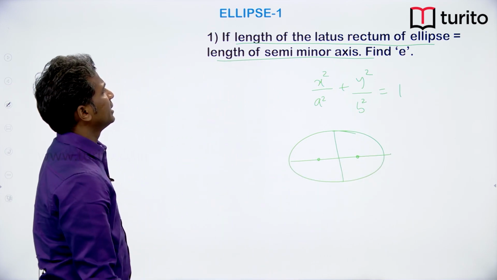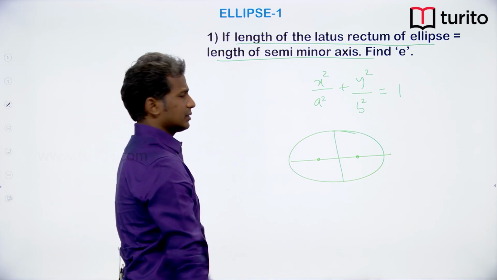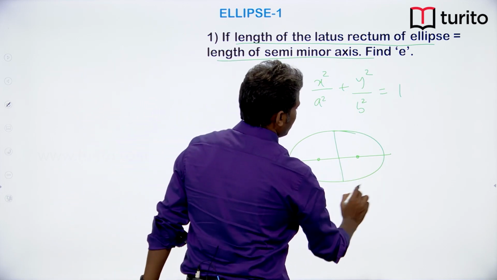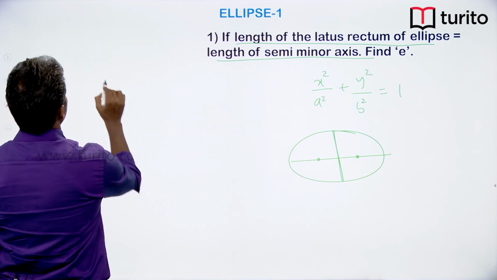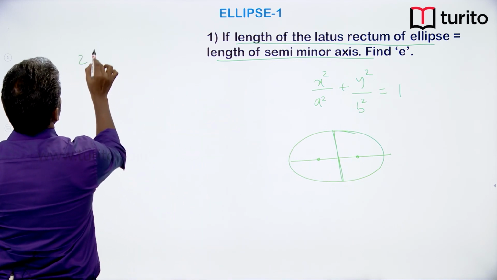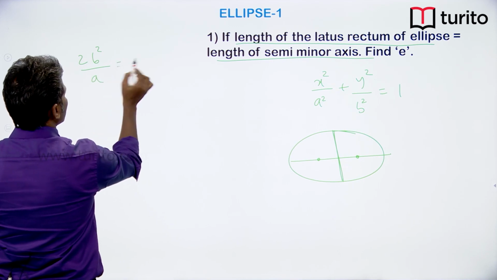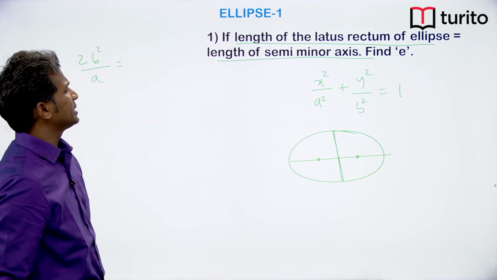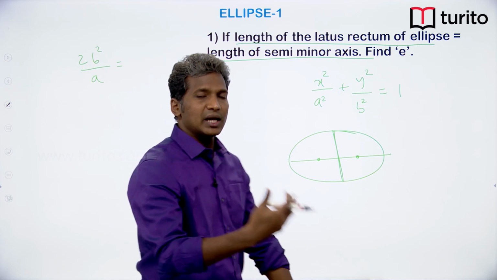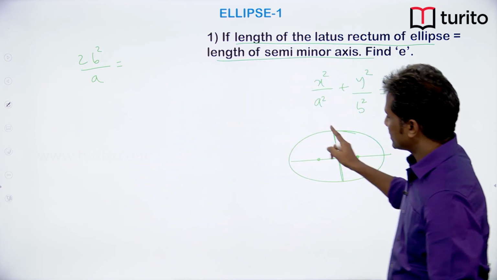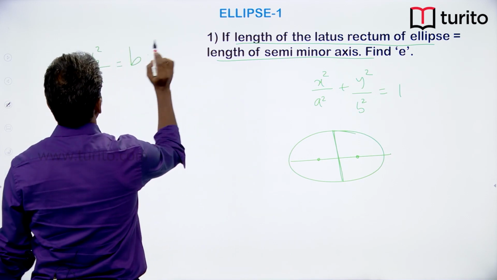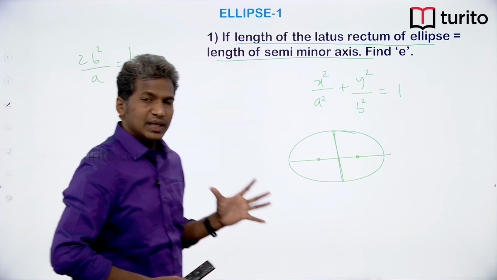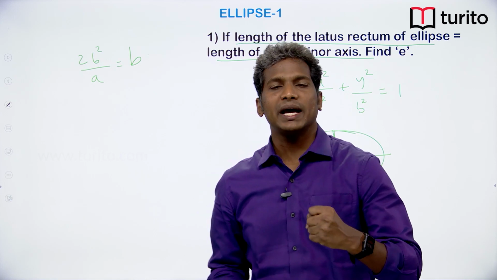And what is given here? Length of latus rectum. If we take the major axis as 2a and the minor axis as 2b, then the latus rectum is 2b square by a. This must be equal to what is given? Length of semi-minor axis. What is the semi-minor axis here? Half of 2b is b, so this must be equal to b. Now, this is the given information, we have to find the eccentricity.